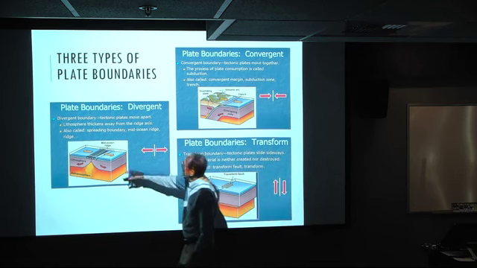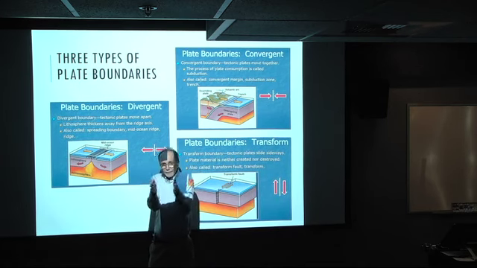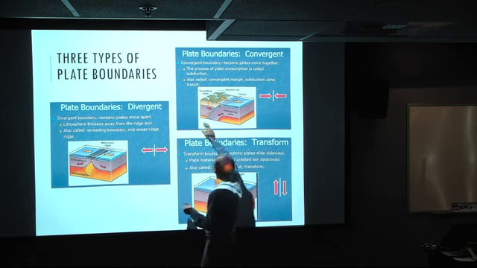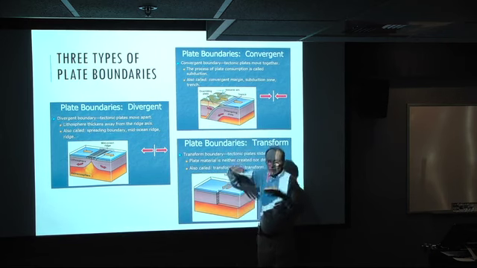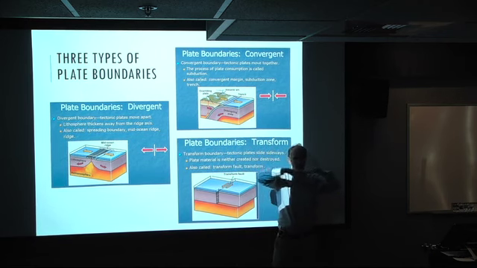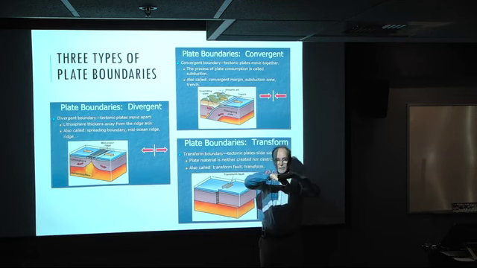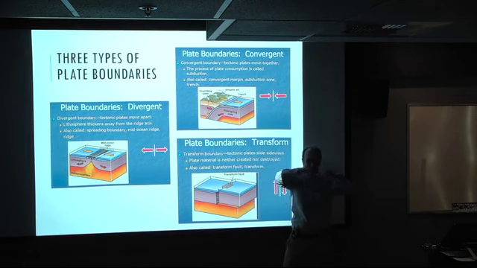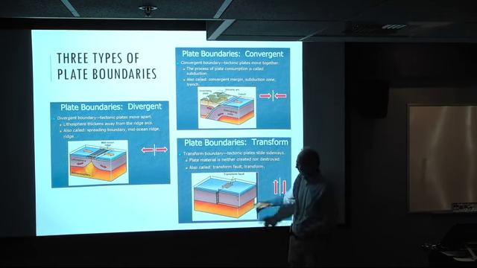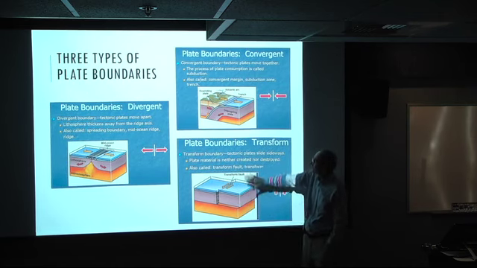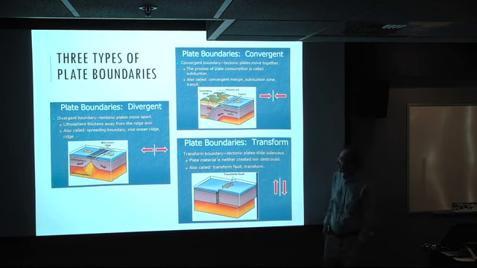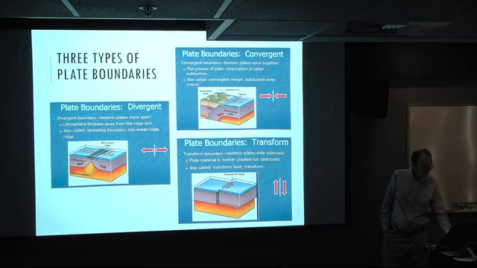Okay, so here's the three types of boundaries. We have the mid-ocean ridge type of boundary where you have spreading going on. You have the subduction zone where you have this type of motion, one plate going underneath the other, and this is the official hand signal for a subduction zone. And this is the official geologic symbol for a transform fault. So these are the three types of boundaries that define tectonic plates.